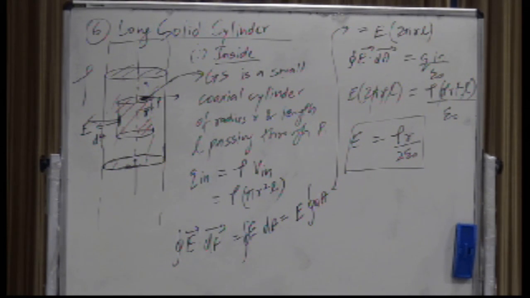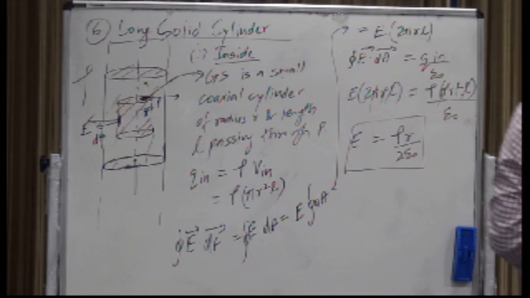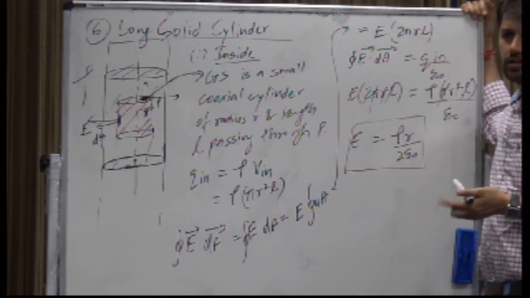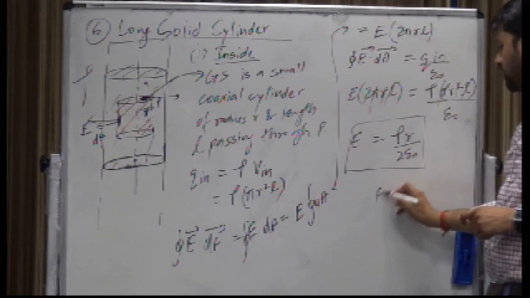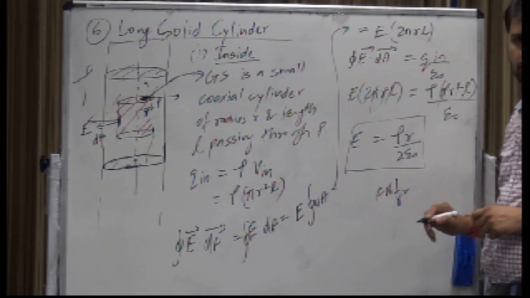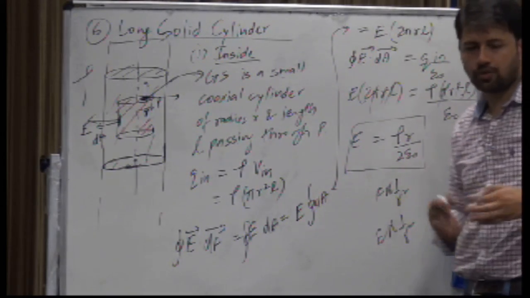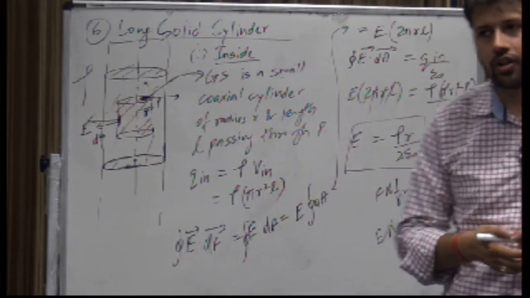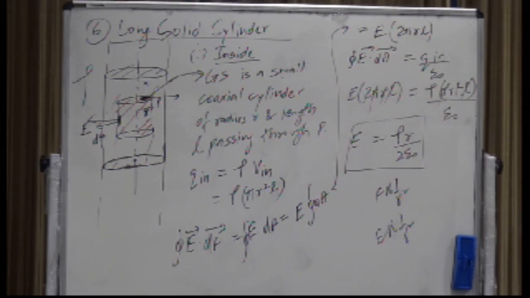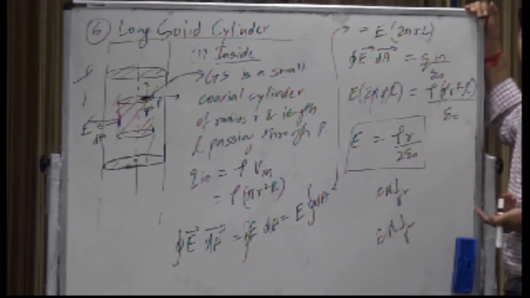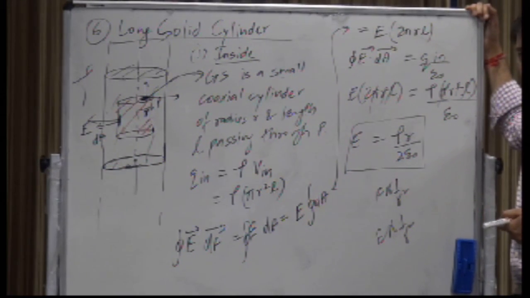Why is it so? See, Coulomb's law is an inverse square law. It means electric field would always be like this. The question here is, would Gauss law still be valid when inverse square law is not valid? Is it okay?